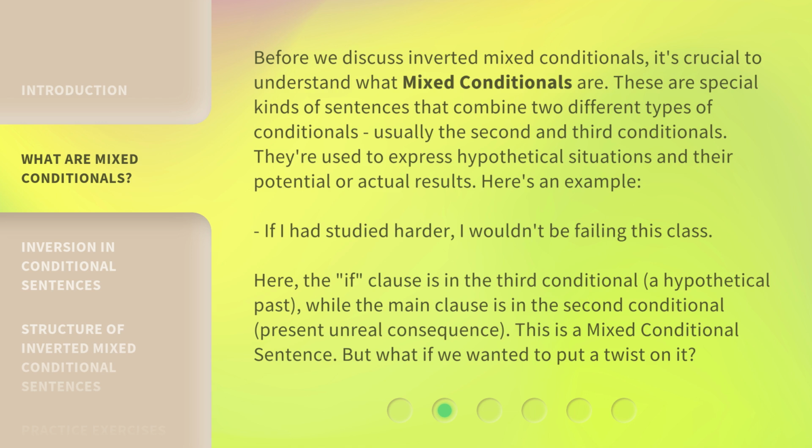Here's an example. If I had studied harder, I wouldn't be failing this class. Here, the if clause is in the third conditional, a hypothetical past, while the main clause is in the second conditional, present unreal consequence. This is a mixed conditional sentence. But what if we wanted to put a twist on it?